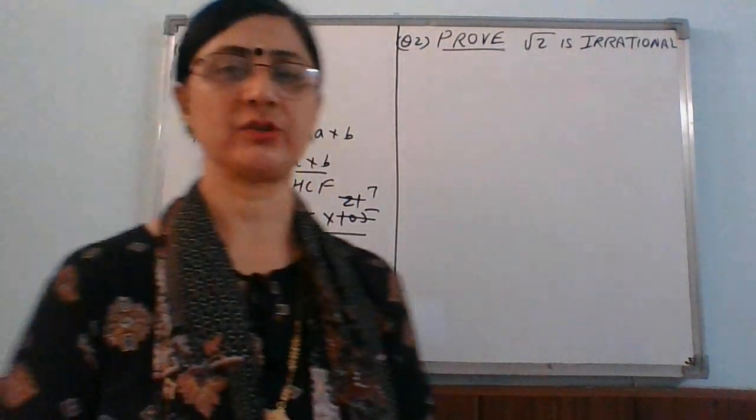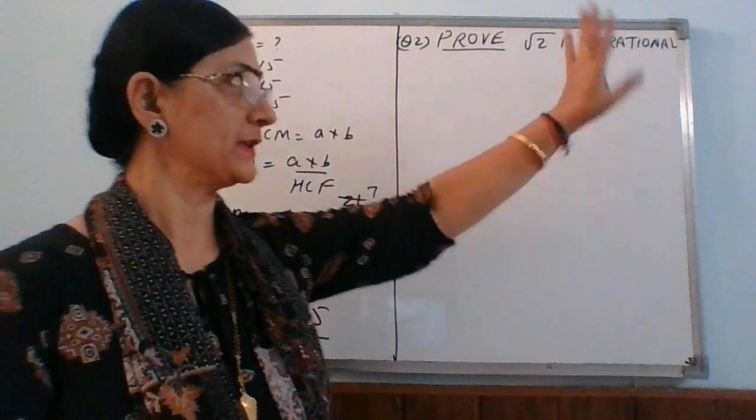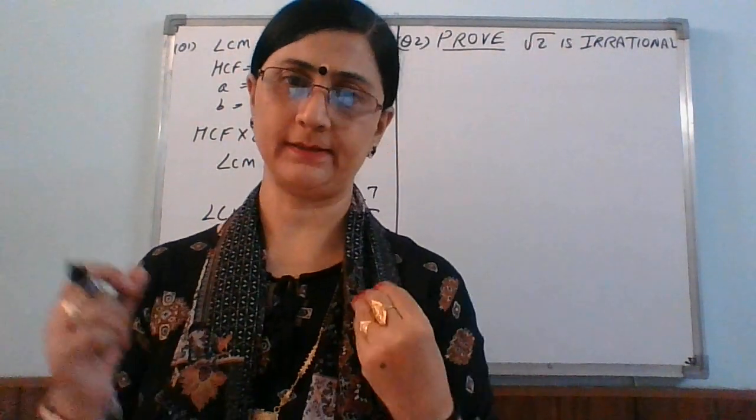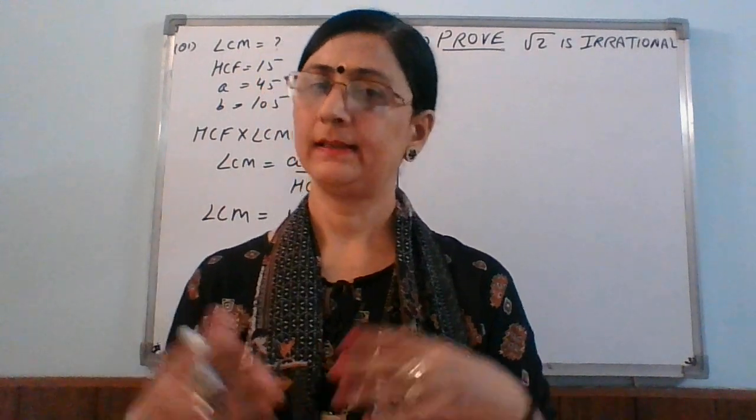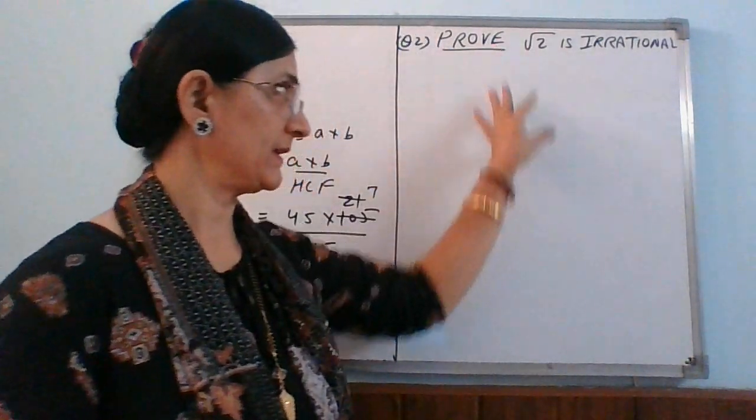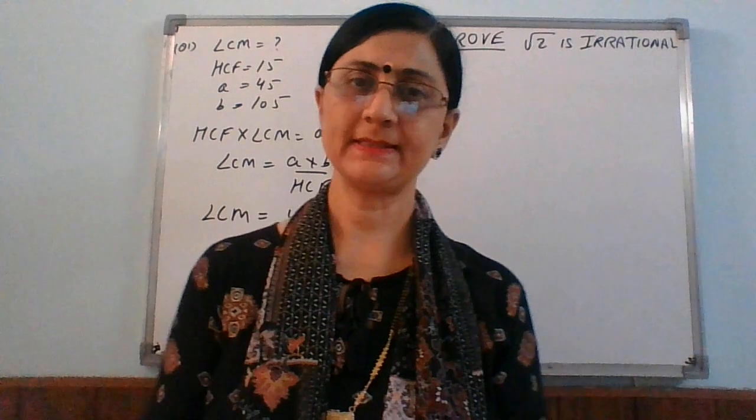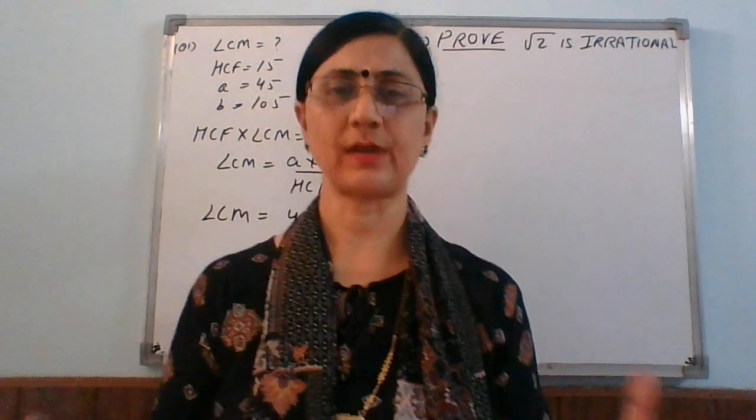Now there is another question. Prove root 2 is irrational. Prove root 3 is an irrational number. Prove that root 5, root 7 are irrational numbers. So I'll explain this with root 2. That will be the same process for root 3, root 5. You can try yourself, right?